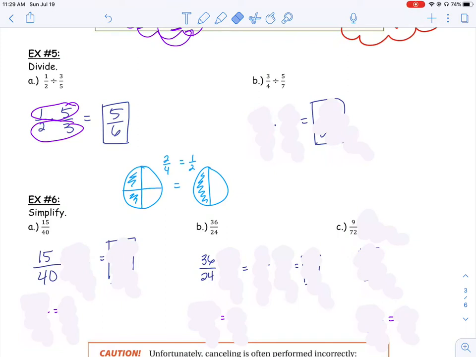Do the same thing with b. If I have 3/4 divided by 5/7, instead of dividing fractions, I can really multiply by the reciprocal, or maybe you've heard of keep, change, flip, or flip the guy and multiply. Whatever kind of silly things help you remember the different rules. But I'm going to multiply by the reciprocal. I'm going to keep the first fraction, change division to multiplication, and flip that second fraction. I'm going to multiply across the numerators and multiply across the denominators. 3 times 7 is 21, and 4 times 5 is 20. So 3/4 divided by 5/7 is really 21/20.